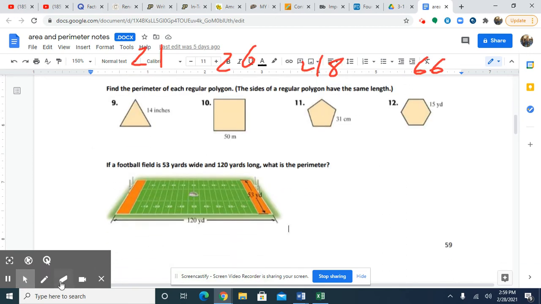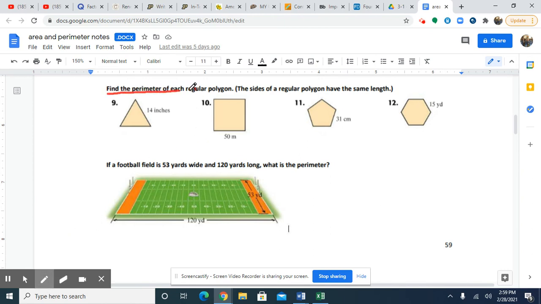Now, to make things a little bit easier, a little bit faster, if you had this example where we have a polygon, or polygon is just another word for a shape, and they all have the same length. So this is an equilateral triangle with sides of 14. So if we know that one side is 14, all we need to do is multiply by 3. So 14 times 3 gives us the total of the perimeter, which is 42.